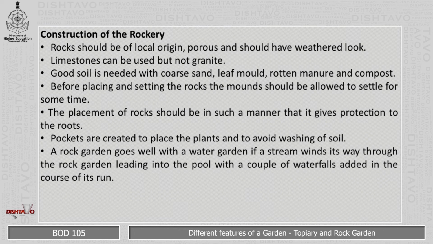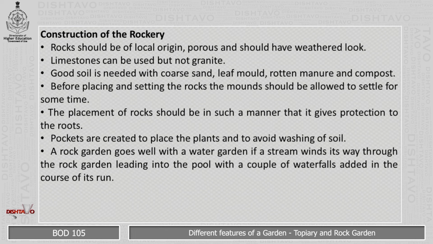Construction of rockery. Rocks should be of local origin. They can be porous and should have a weathered look. Limestones can be used but not granite. Good soil is needed with coarse sand, leaf mold, rotten manure and compost. Before placing and setting the rocks, the mounds should be allowed to settle for some time. The placement of rocks should be in such a manner that it gives protection to the roots. Pockets are created to place the plants and to avoid washing of the topsoil.